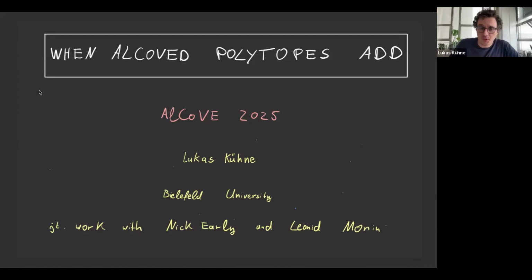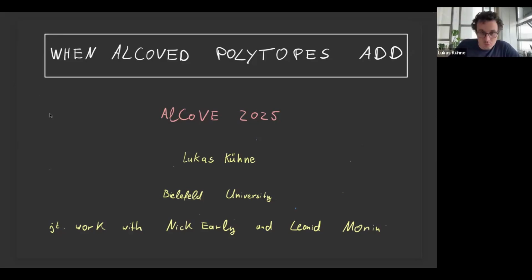And I'd like to talk about a project which was going on with Nick Early and Leonid Monin. And I thought that because it's about alcoved polytopes, and that's the alcoved polytopes conference, that should be a very fitting topic. By the way, I won't see the chat, so if you have any questions, just unmute yourself, or if anybody else could let me know.